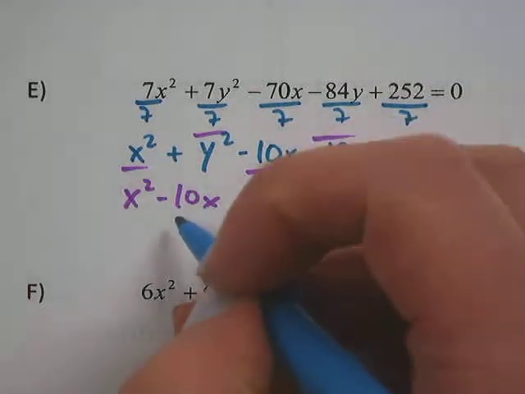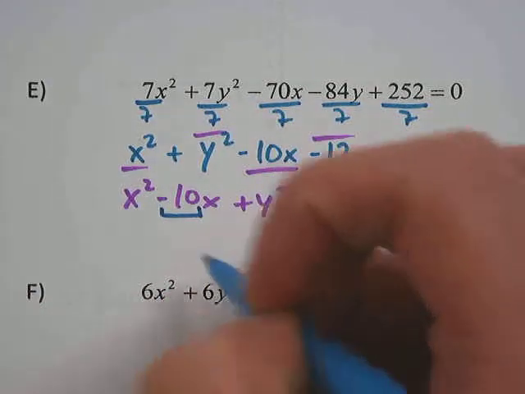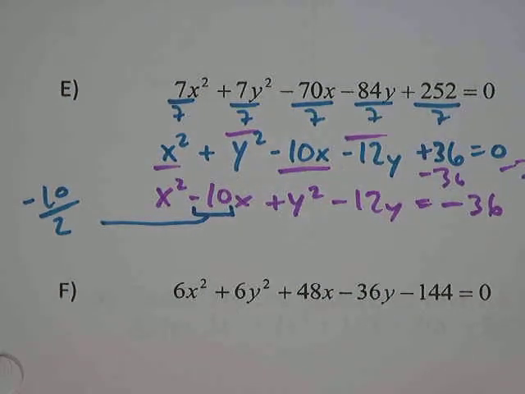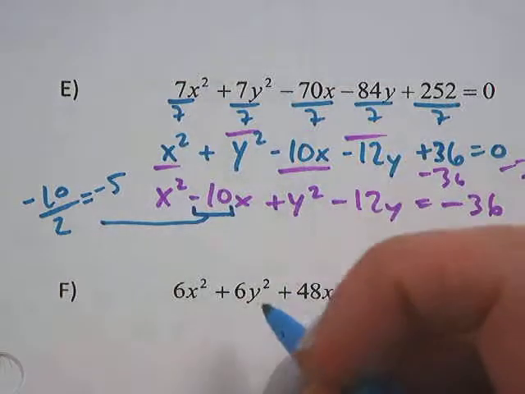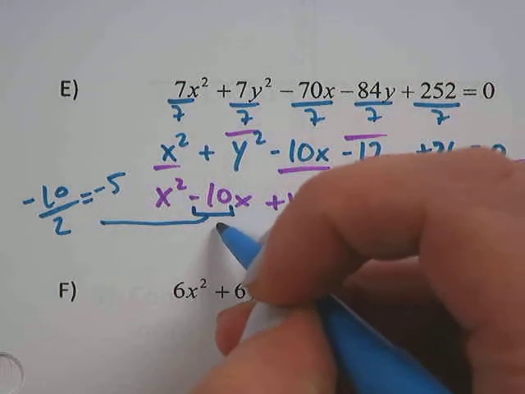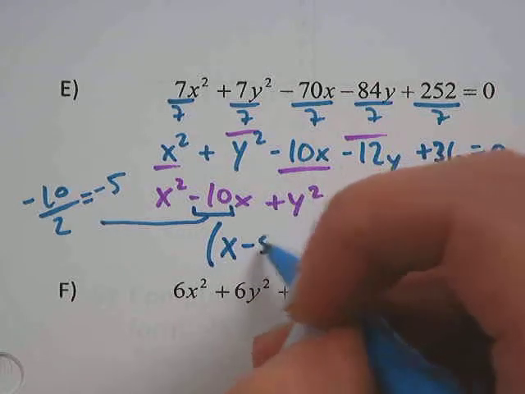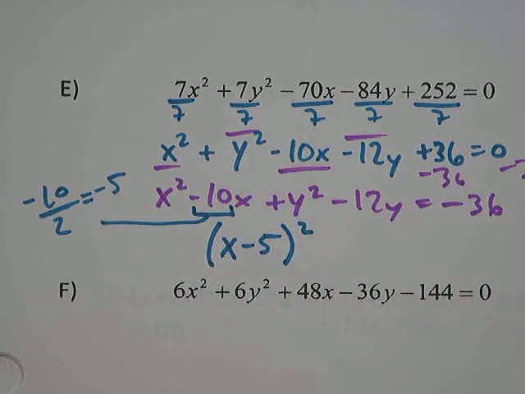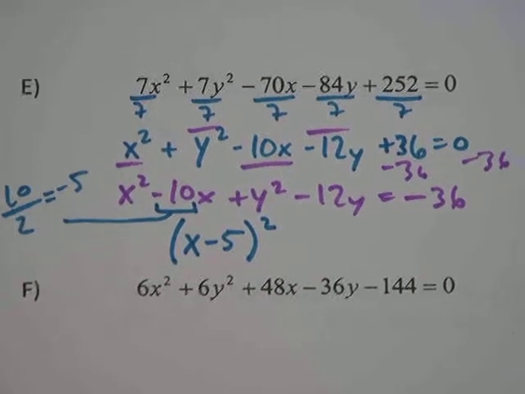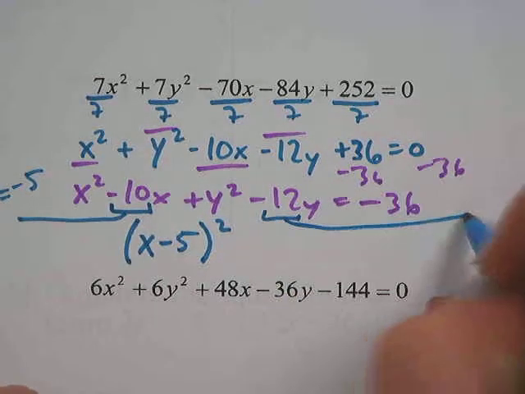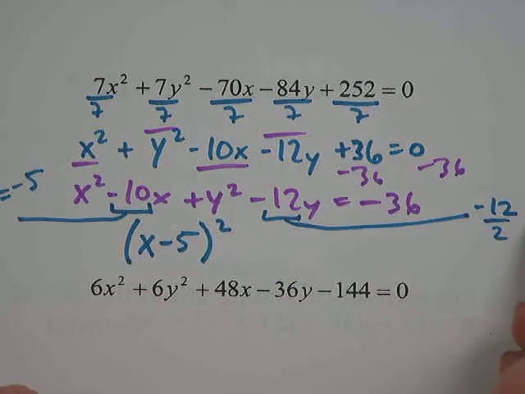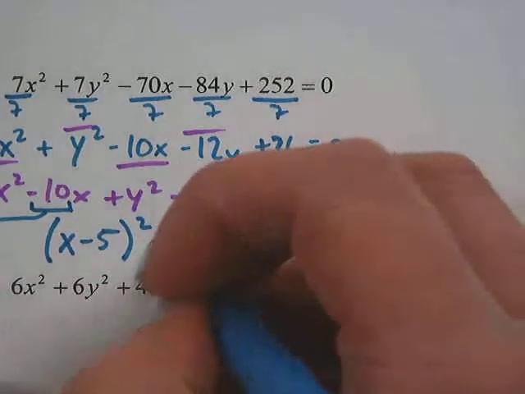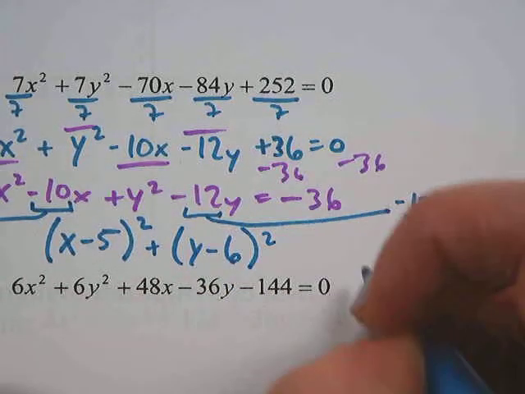Then I'm going to take the number that's with the x, so the negative 10, and I'm going to divide it by 2. Negative 10 divided by 2 is negative 5. So to start my final rewrite here, we're going to start with x minus 5 squared. So the negative 5 just goes right here. Then I'm going to do the same thing with the y. So the number that's with my y is negative 12. Negative 12 divided by 2 is negative 6. So I'm going to say plus y minus 6 squared.